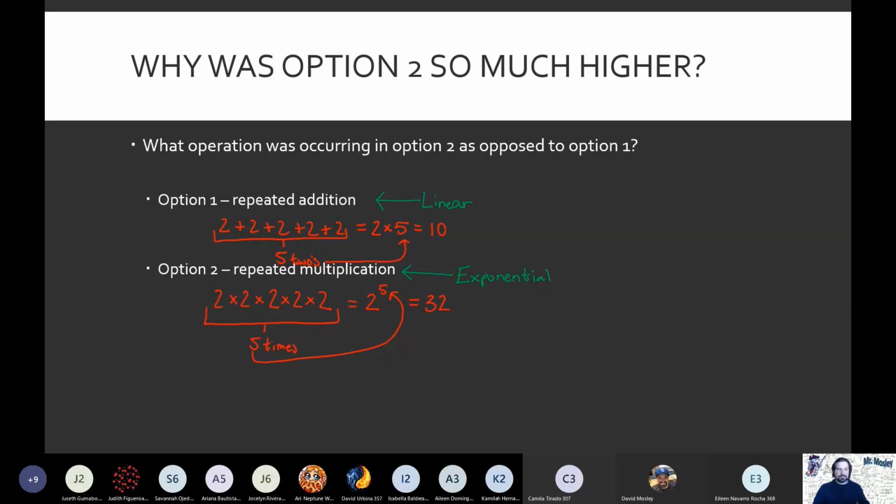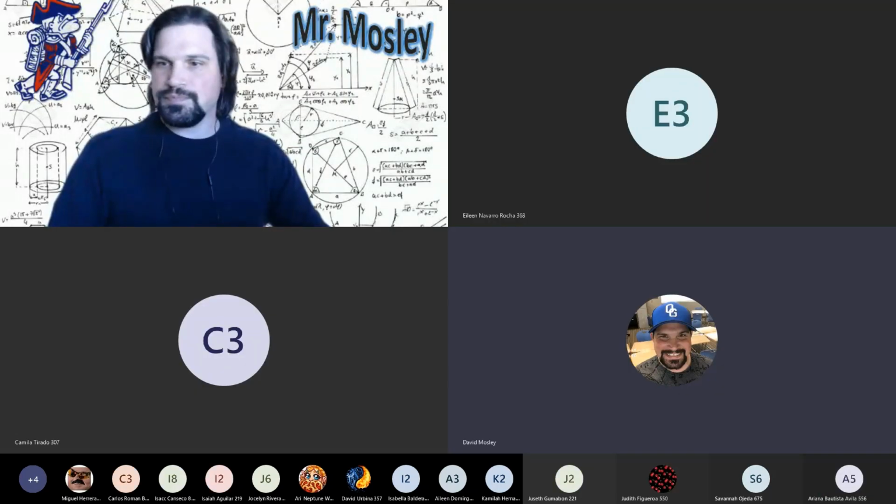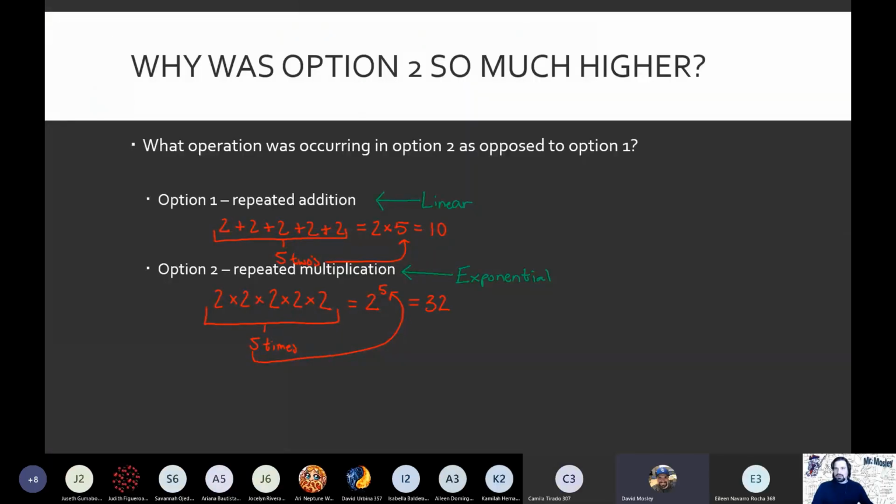Okay, we're going to look at another example of exponential growth. The next part here, but I need to make sure I've shared my audio. So I need to do that. All right. That should fix it. All right.